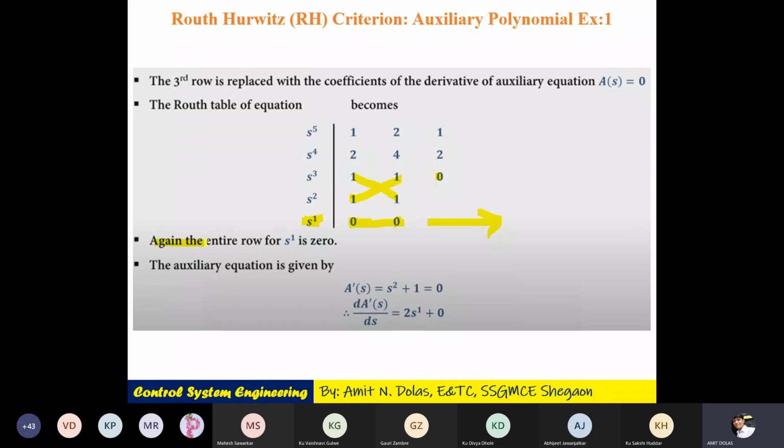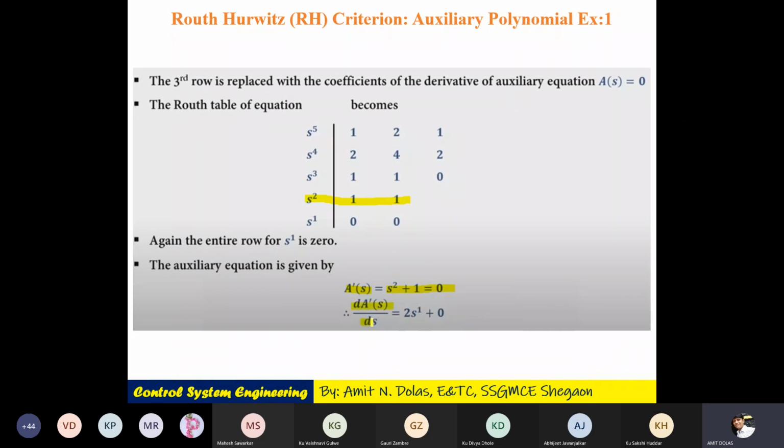So again we will do the same thing until we reach s to the power 0. So the entire row is 0. The auxiliary equation you have to write for the row just above the 0 row. So what is that? The s square row with 1 1. So it will be s square plus 1. Your auxiliary equation is of second order, therefore it will be s square plus 1.